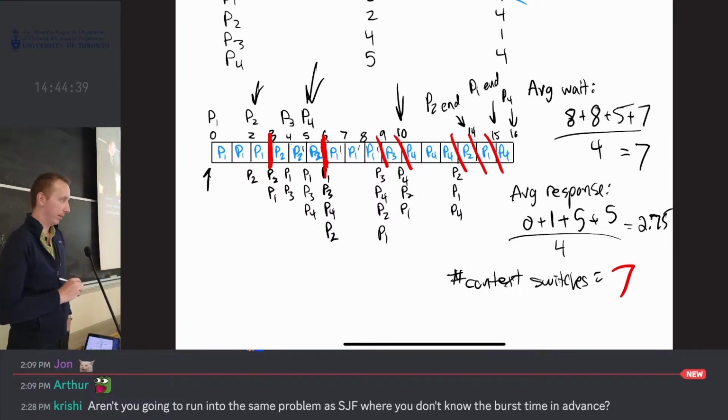Yep. Do we count 0 or 16 as a context switch? Yeah, so you would not count 0 as a context switch or 16 as a context switch because it's done at that point. Yep.